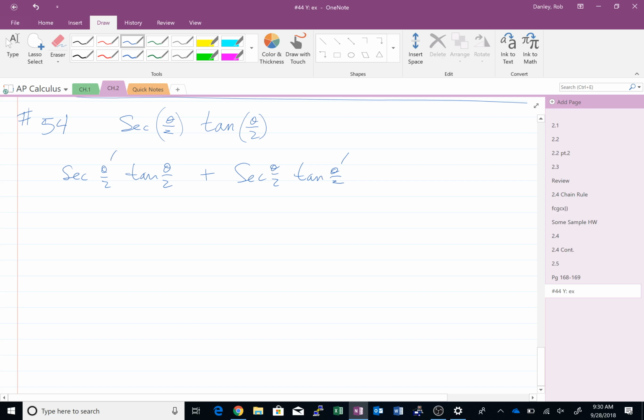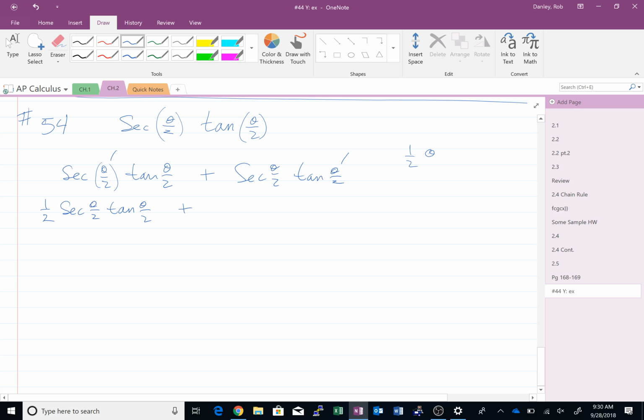All right, the derivative of secant is secant tan, times the derivative of this thing. What's the derivative of theta over 2? 1/2. Okay, good job. If you look at it, think of it as 1/2 times theta. What's the derivative of 5x? 5. What's the derivative of 1/2 x? 1/2. So don't let the theta throw you. Okay, so I'll just put that out front.